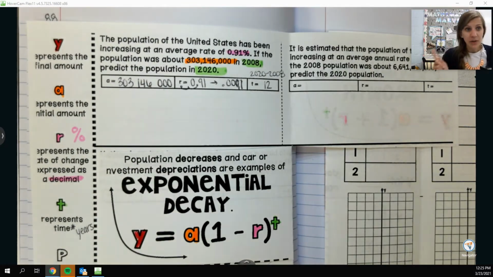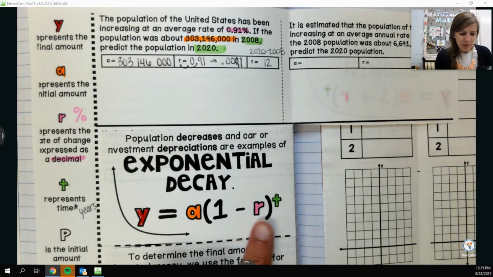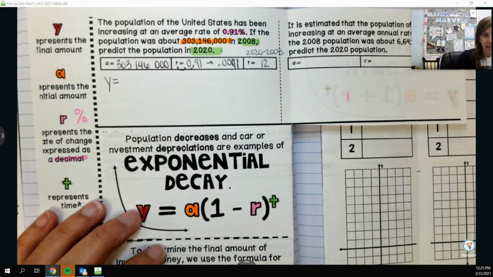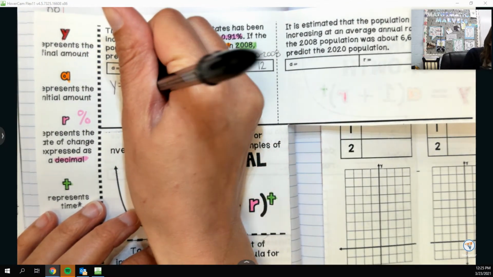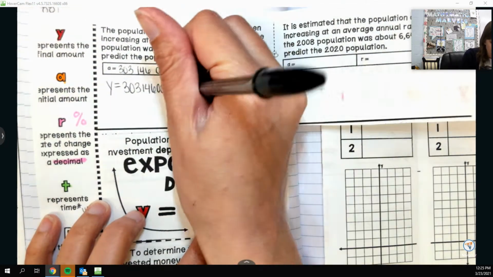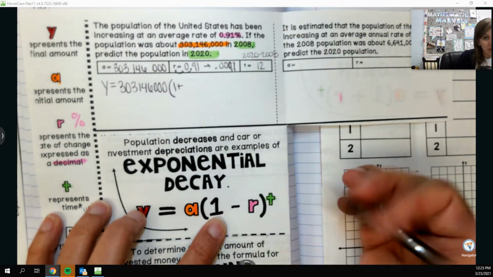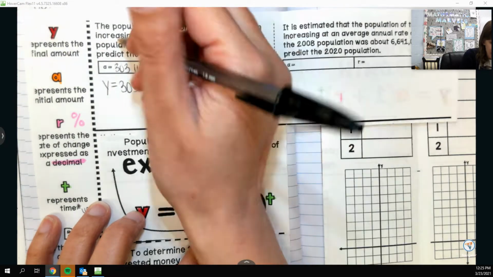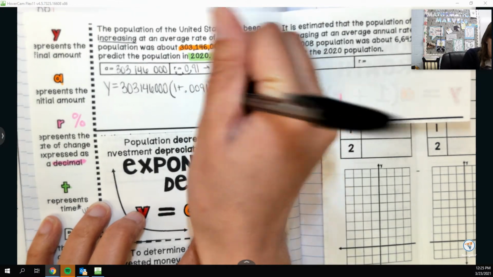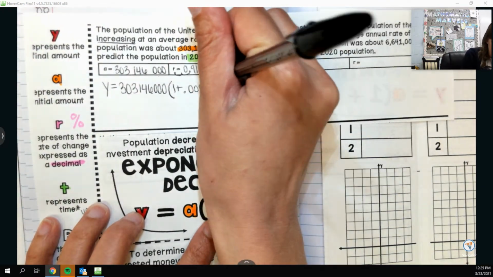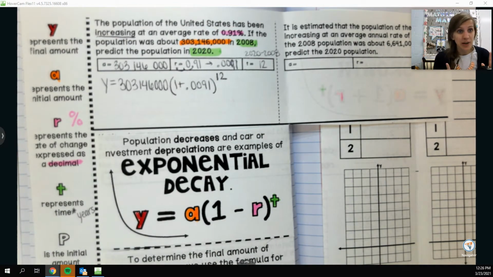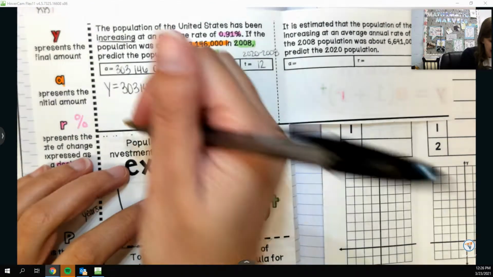Okay. So now if we fill this all in using our equation, which again looks very much like this, it's just going to have a plus instead. We'll have y equals, because I don't know that final amount yet, that's what we're trying to figure out, 303146000, parenthesis, 1 plus, and it's plus because we're growing, like they told me it was increasing, 0.0091 to the 12th power. So we just plugged it all in. Now, if I want to find the final answer, I have to follow order of operations here. So I need to start inside parentheses and add those up.